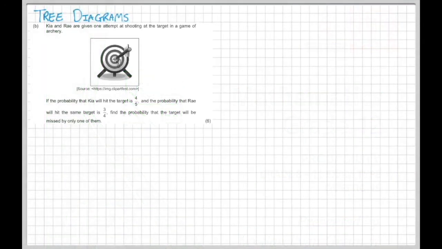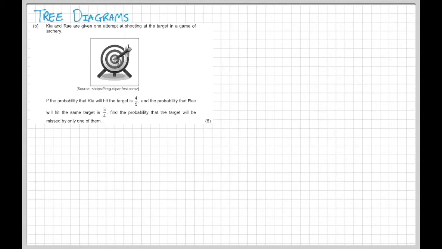This first question asks: Kia and Ray are given one attempt at shooting at the target in a game of archery. If the probability that Kia will hit the target is 4/5 and the probability that Ray will hit the same target is 3/4, find the probability that the target will be missed by one of them. As you see, this is a 6-mark question. In other words, not easy, but not that difficult.